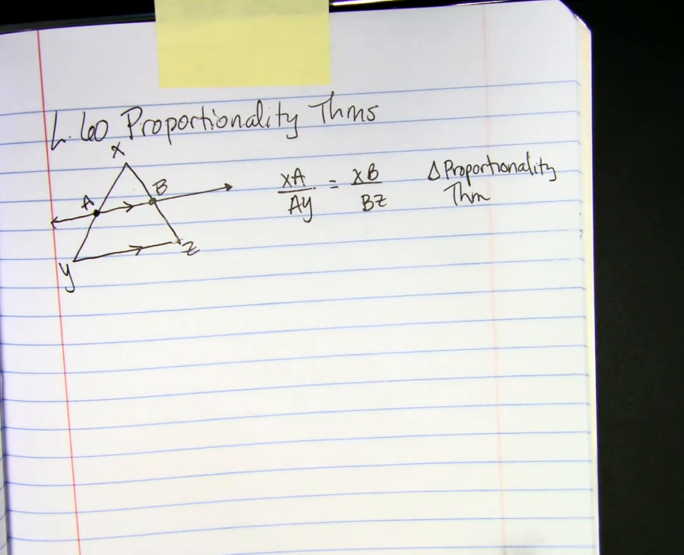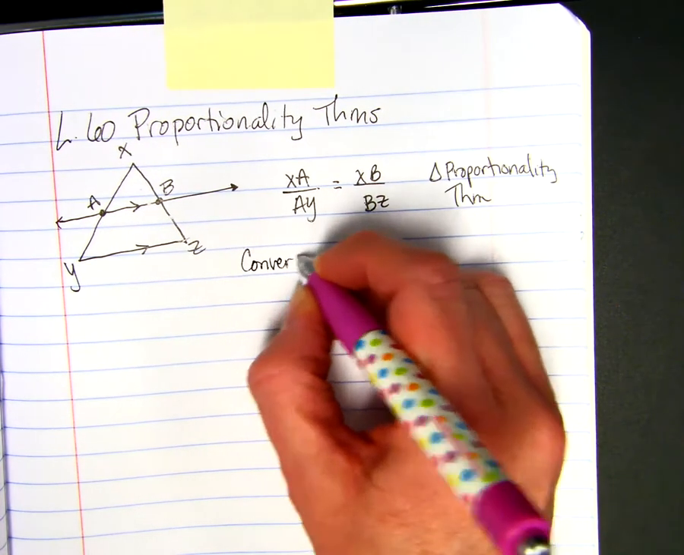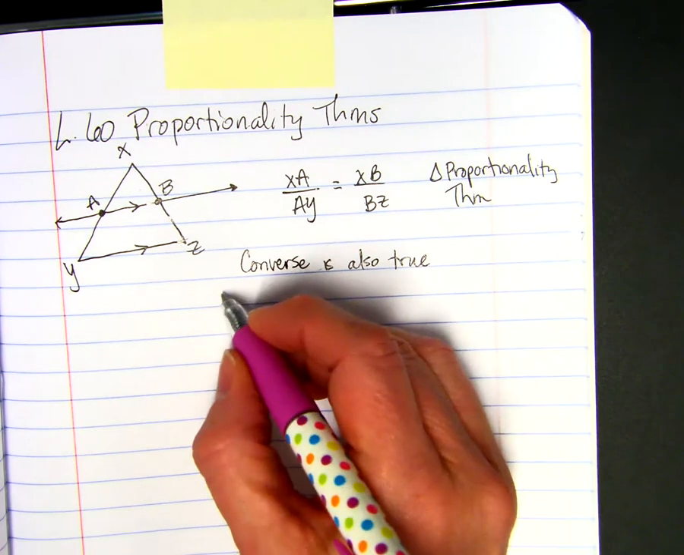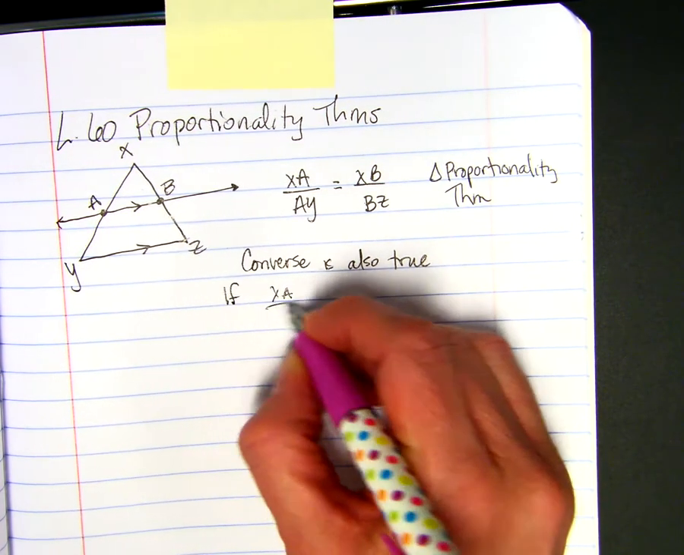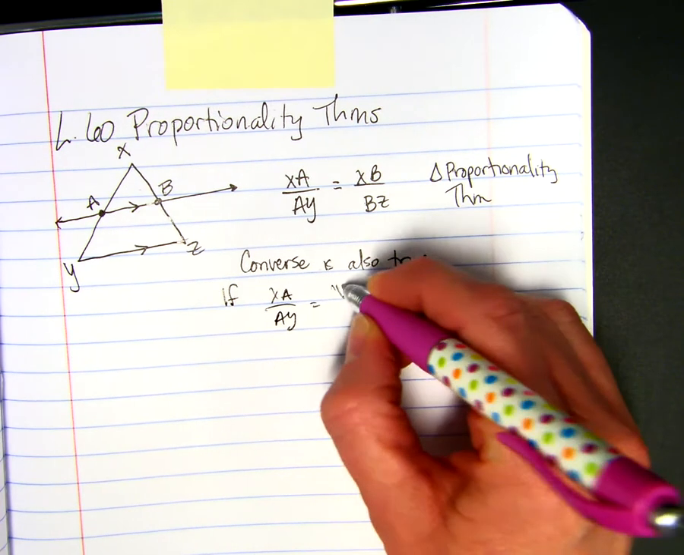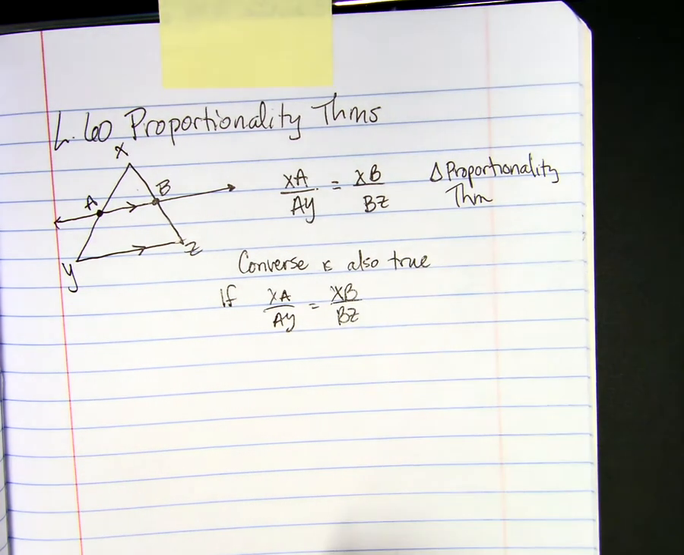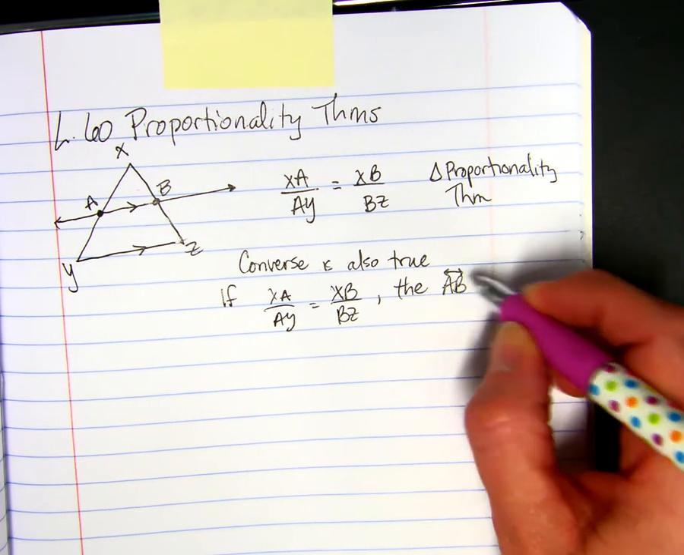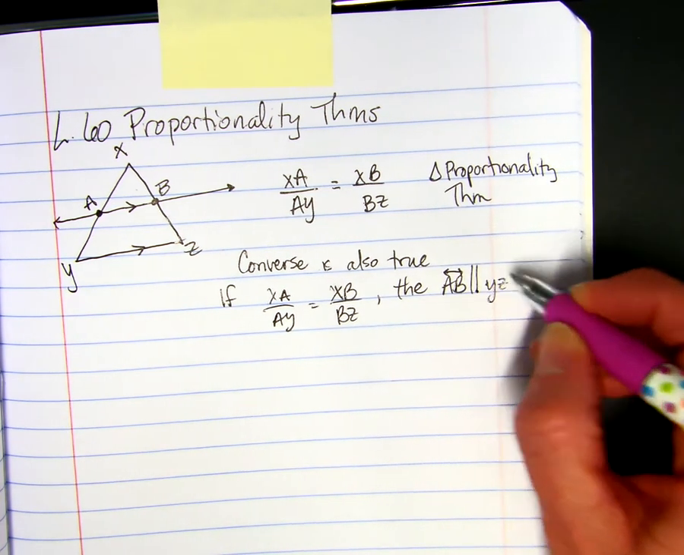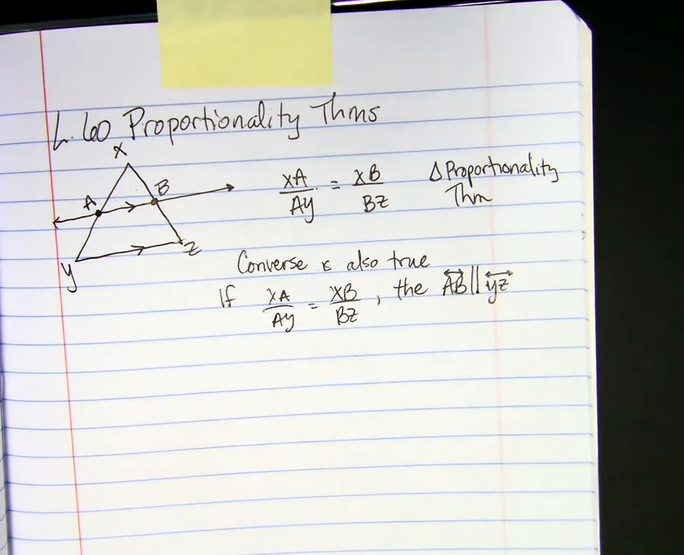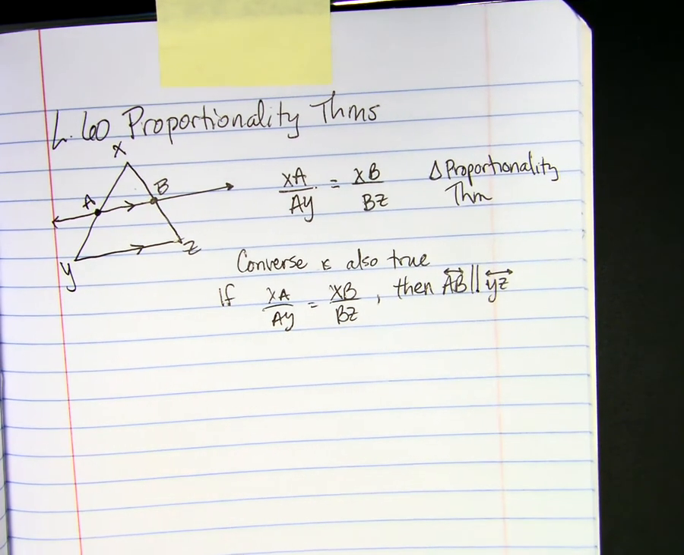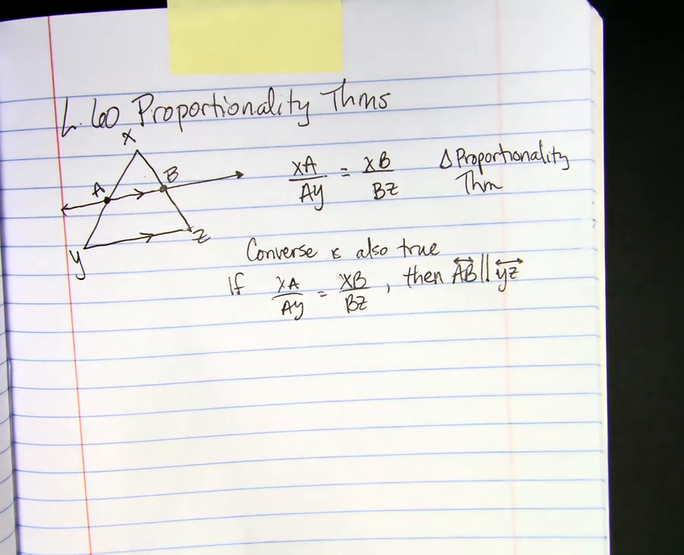The converse is also true. And the converse is if XA over AY equals XB over BZ, then the lines are parallel. Then line AB is parallel to YZ. So there's two of them. Two of the problems. So these sides will be proportional.